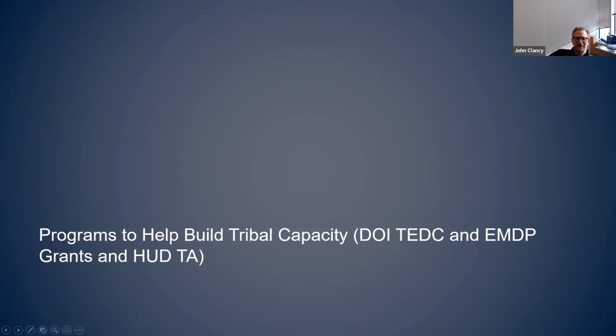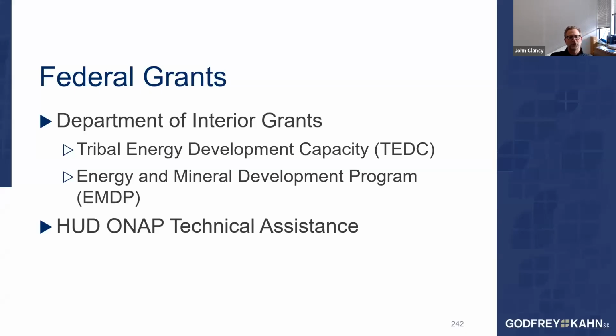There are basically two Department of Interior grants. There's the Tribal Energy Development Capacity Grant, which, as its name indicates, is to help build up tribal capacity so you can develop energy projects on the reservation. And then there's also the Energy and Mineral Development Program grant, which provides money for feasibility studies for energy as well as mineral development projects on the reservation.